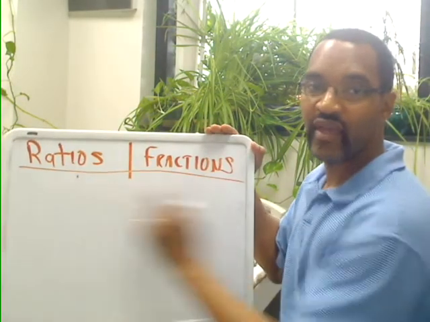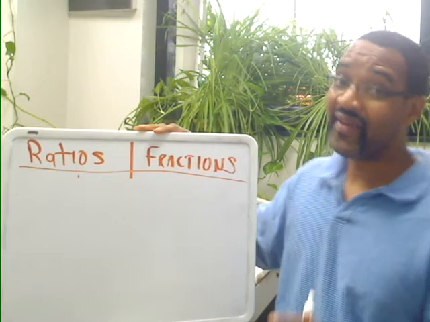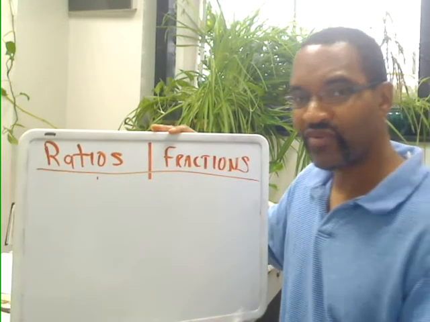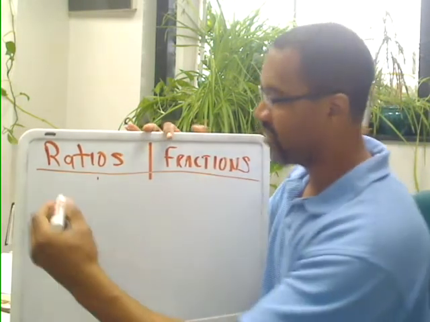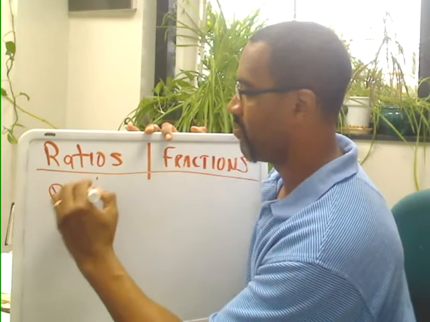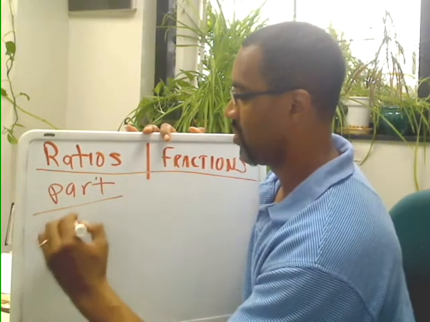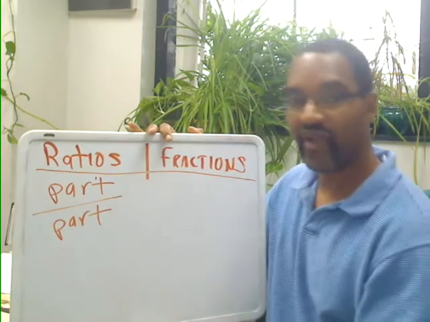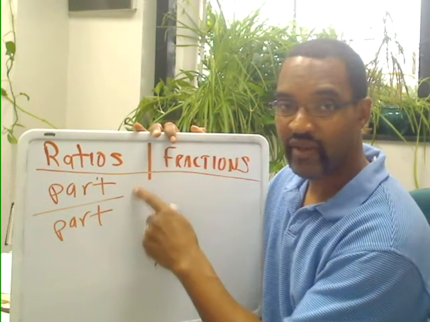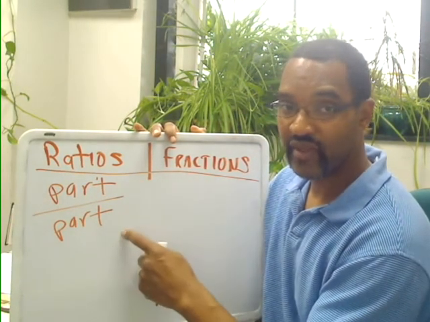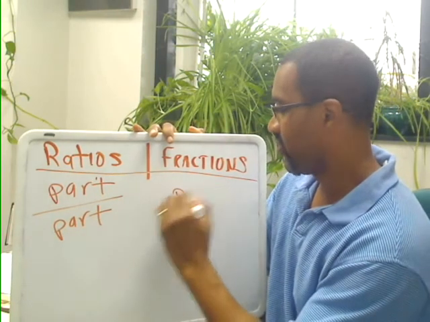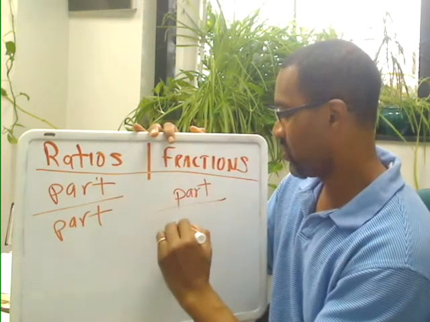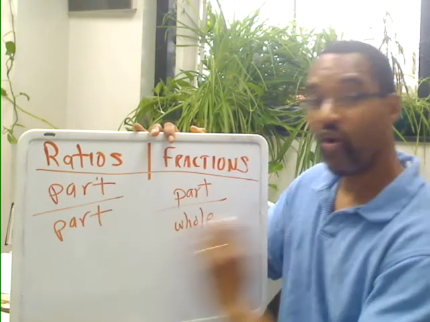Morning. What we're going to do today is discuss the differences between a ratio and a fraction, because there are not many differences. There's subtle differences. So for ratios, you're going to have a part over a part. For ratios, first number numerator, second number denominator. For fractions, you have part over the whole thing.